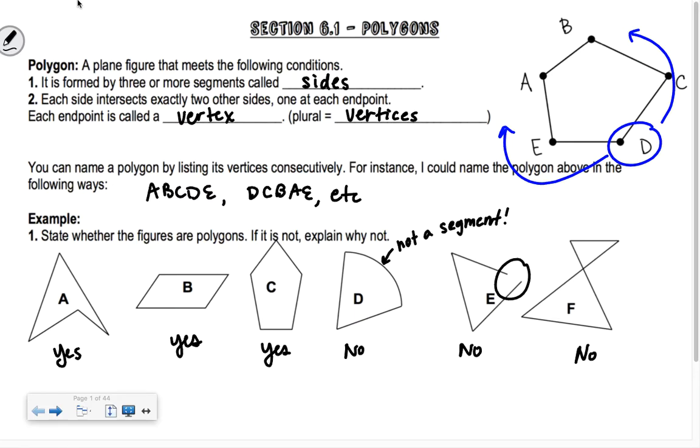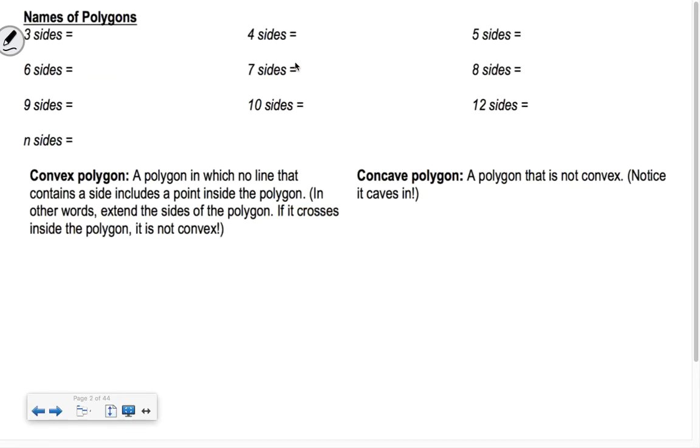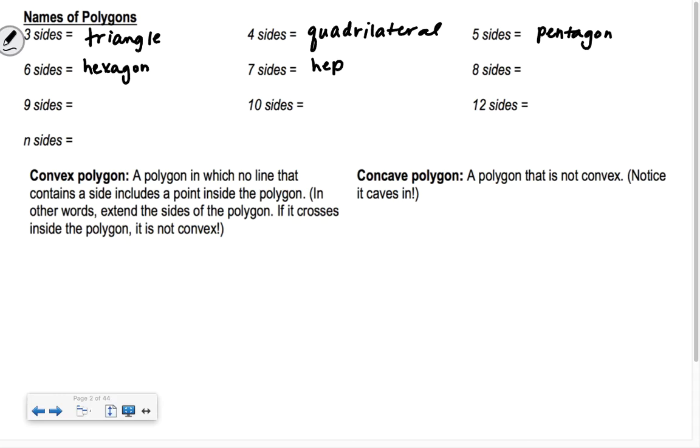All right, so next one. So names of polygons. So I think you guys know the names of different polygons. So if you have 3 sides, it's a triangle. 4, do you guys know what that is? Starts with a Q. Quadrilateral. 5. Pentagon. 6. Hexagon. 7's tricky. It's a heptagon. Everybody always says septagon. It's a heptagon. Octagon.